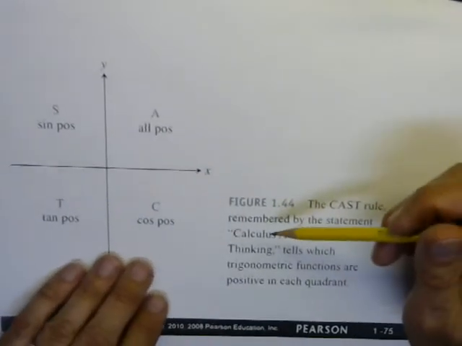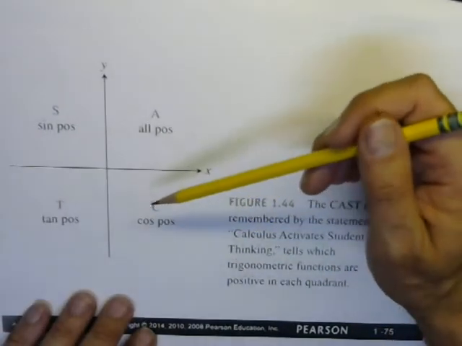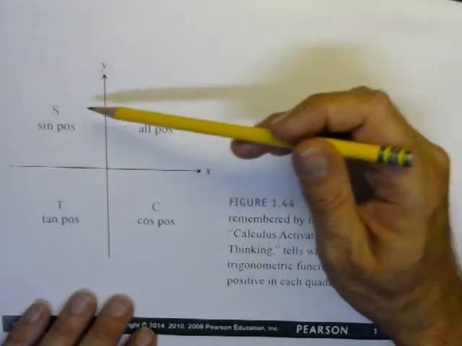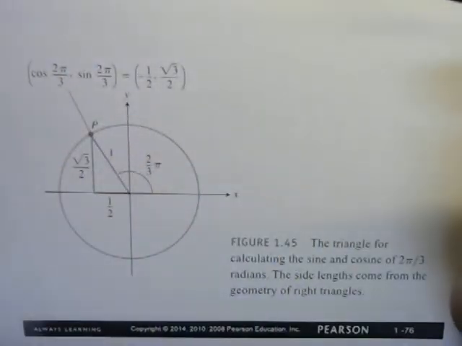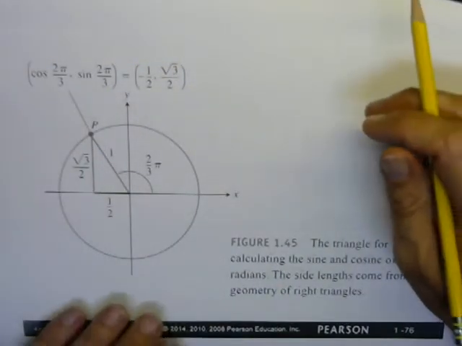Here's another mnemonic device also: calculus activates students' thinking. I guess I never heard that one before. But whatever you need to do to help you remember that, and again, you can certainly copy that down on your formula sheet.